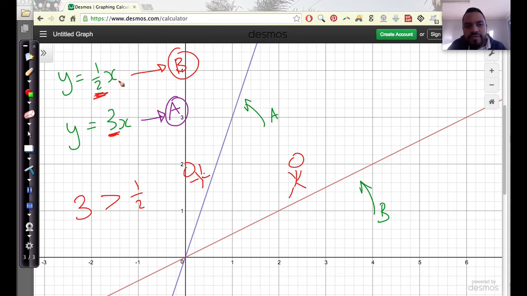Okay, so therefore the coefficient of x for the graph of B will be smaller than the coefficient for the graph of y equals 3x over here. Okay, so this one is the graph y equals 3x, and this one over here is the graph y equals a half x. And you know that by this coefficient.